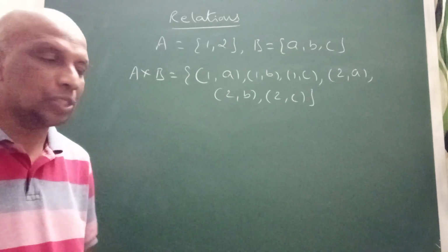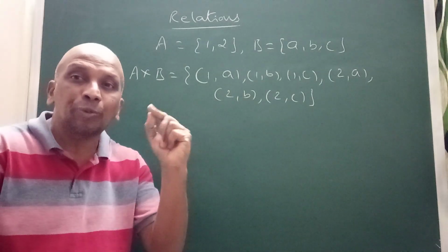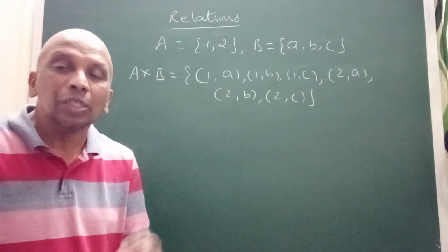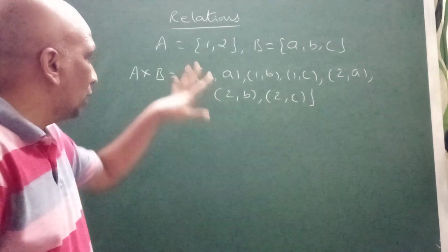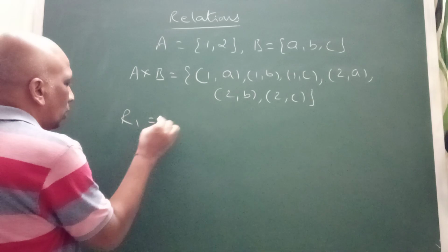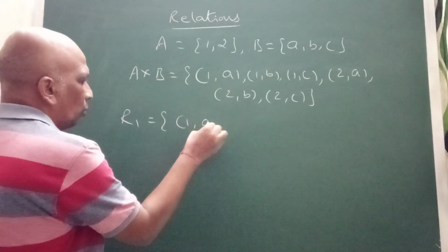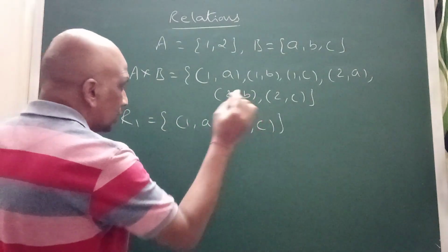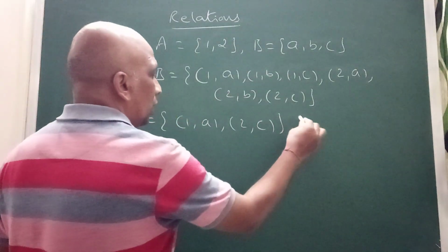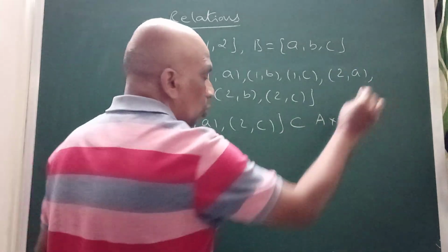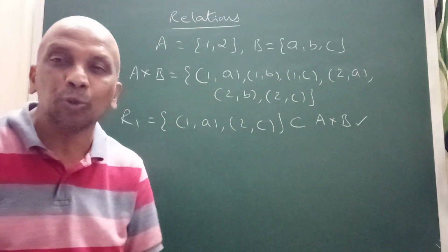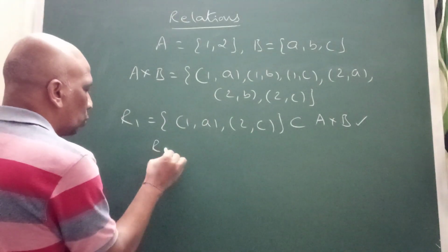So what is the meaning of a relation? Every subset of A cross B is known as a relation from A to B. Suppose I take R1, with the elements (1,a) and (2,c). Check whether it is a subset of A cross B or not. Yes, these two elements are in A cross B. It is a subset of A cross B, so I can say R1 is a relation from A to B.